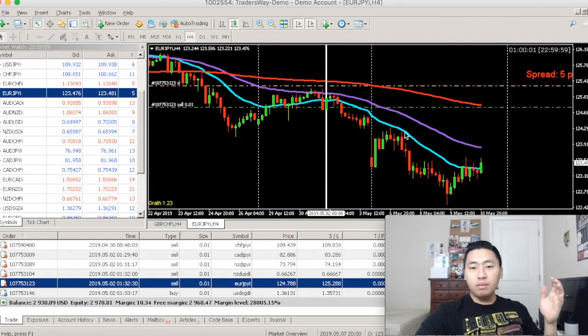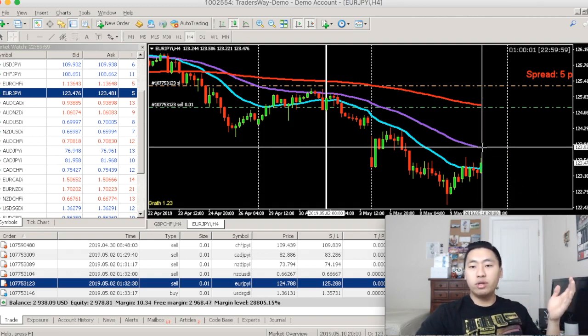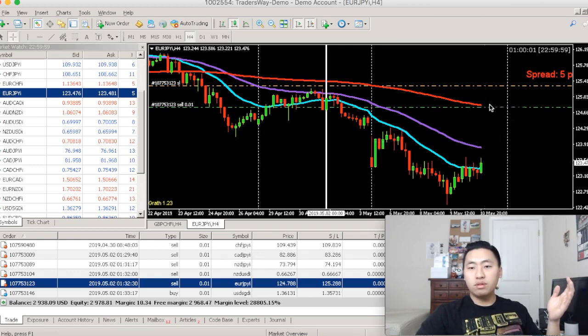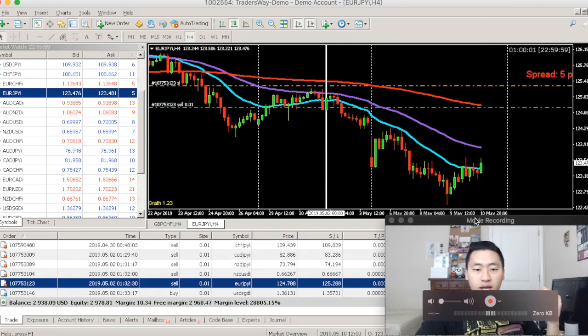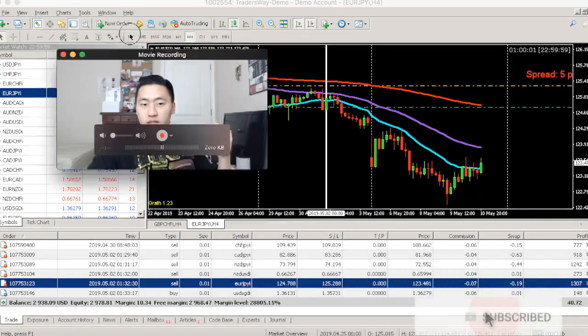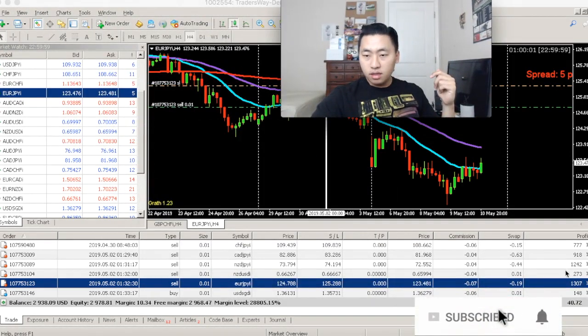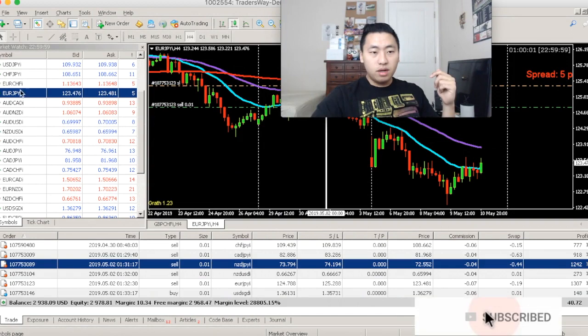Because the MA is not going to go back and go past my entry. Okay, so this trade is already a winning trade. So I'm already guaranteed about, like I was saying, 85 pips or so. Okay, so that is Euro JPY. My next one is going to be NZD JPY.